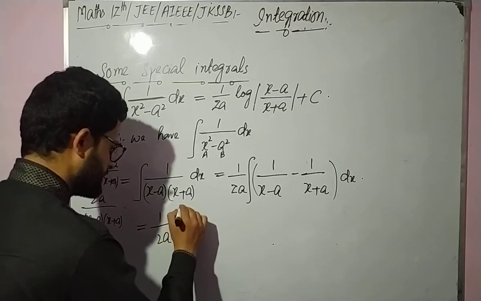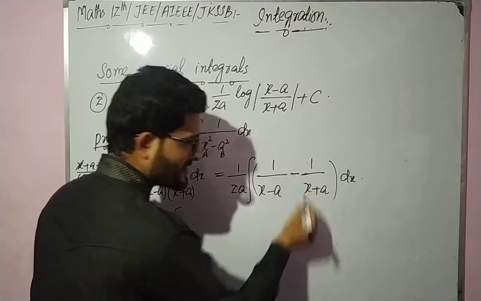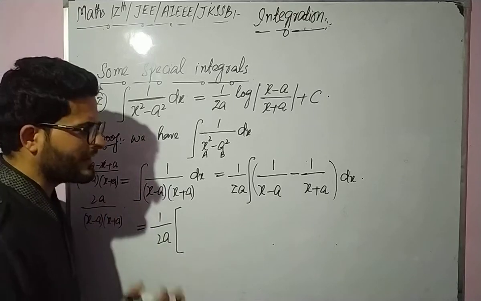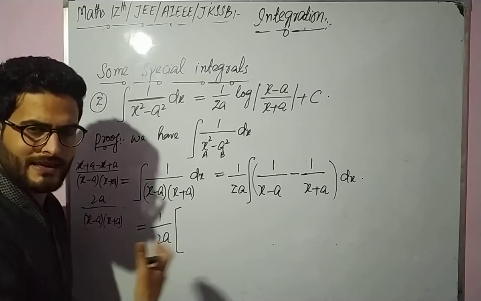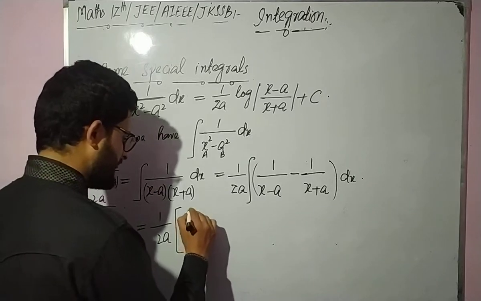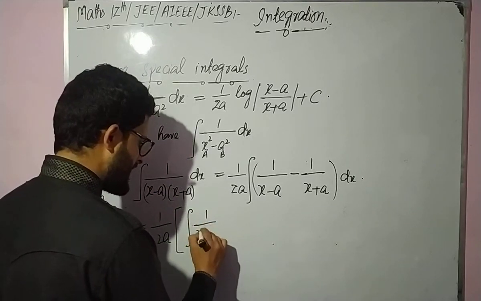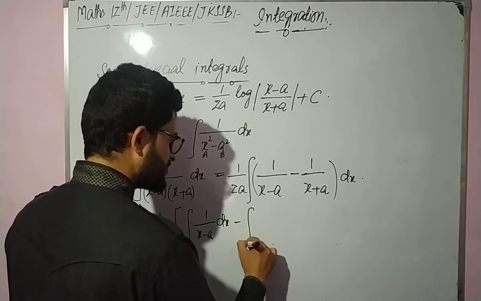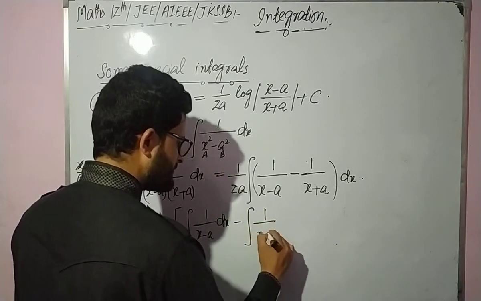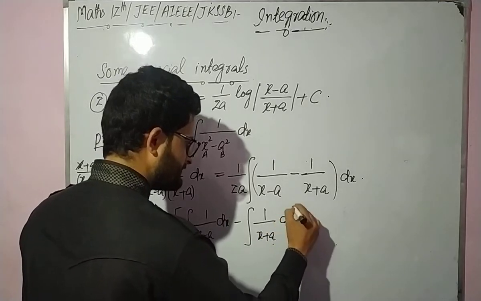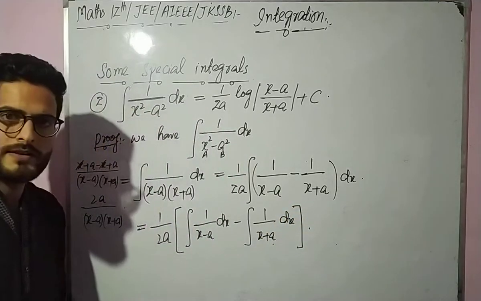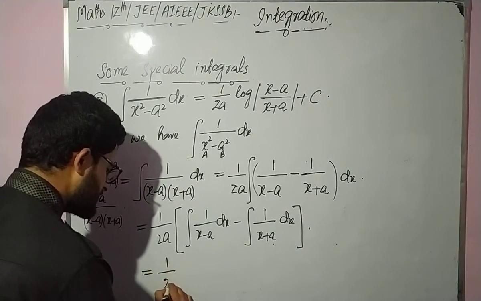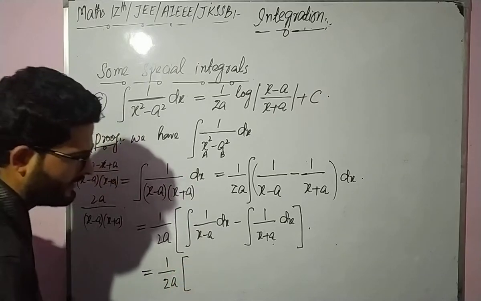2a into, now look here, बीच में सब्ट्रैक्शन है, सो ऑब्वियसली जब एडिशन और सब्ट्रैक्शन से दो फंक्शंस कनेक्ट होती हैं, तो इंटीग्रल की प्रॉपर्टी यही है कि ये सेपरेट हो जाता है। सो सेपरेटली अप्लाई कर दो: integration of 1 divided by x minus a dx minus integration of 1 divided by x plus a dx.